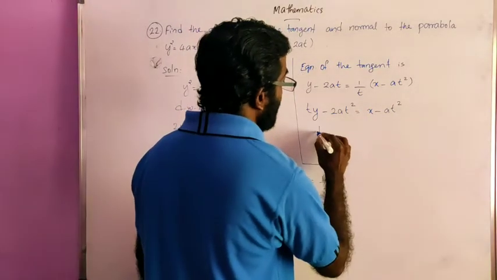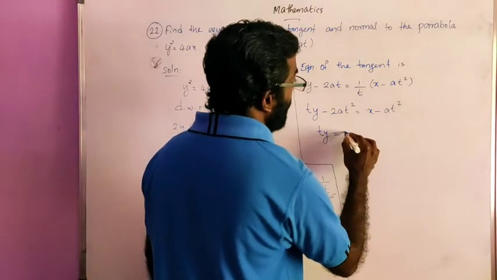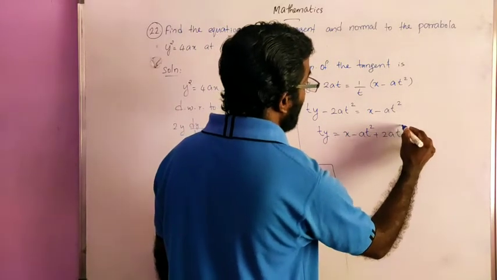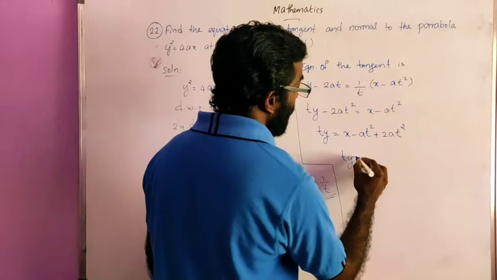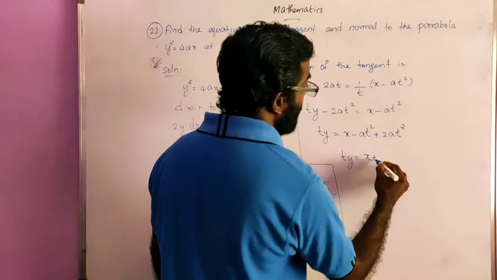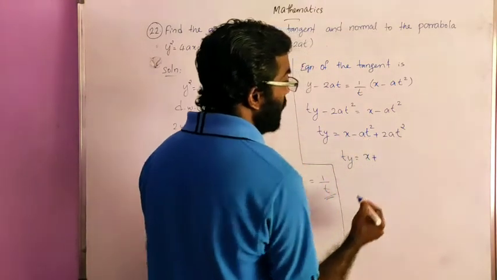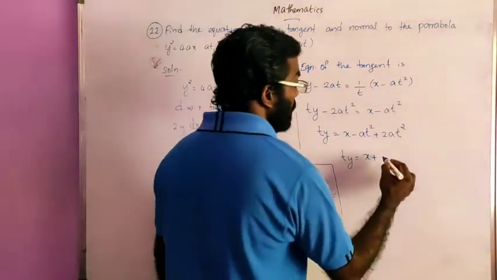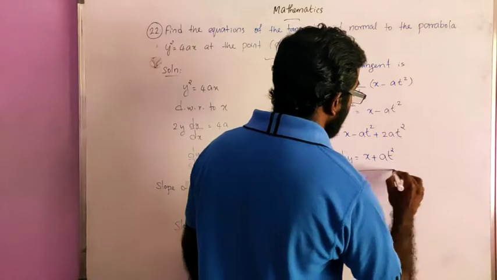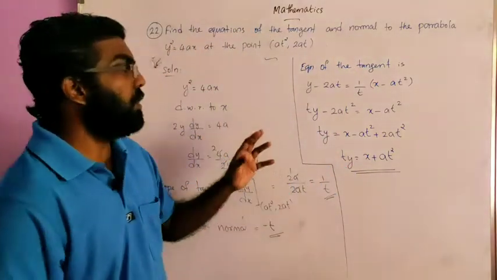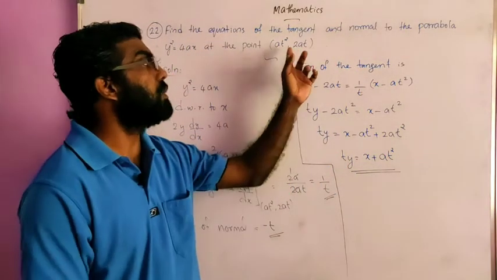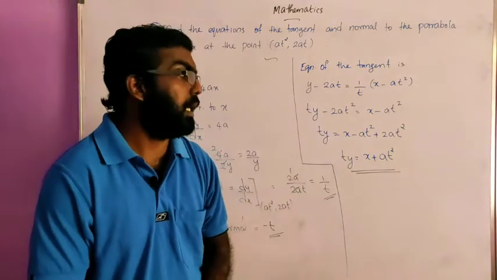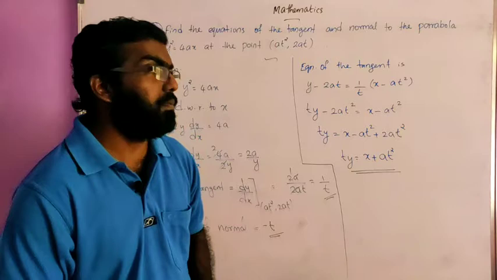Or we can write ty is equal to x minus at² plus 2at², that is ty is equal to x plus 2at² minus at². 2at² minus at² is at². Okay. The equation of the tangent at the point (at², 2at) is given by ty = x + at².